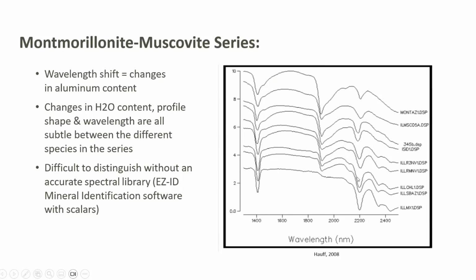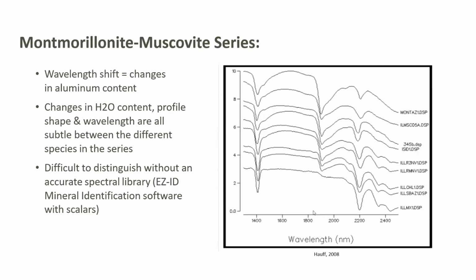So as we go down here, again, this is going from montmorillonite to muscovite, through mixed layer smectite-illite, illite-smectite, and then finally illite. The plot that we showed essentially summarizes the species in the series, and shows the information that can be gained by the wavelength shift, indicating the change in aluminum content.